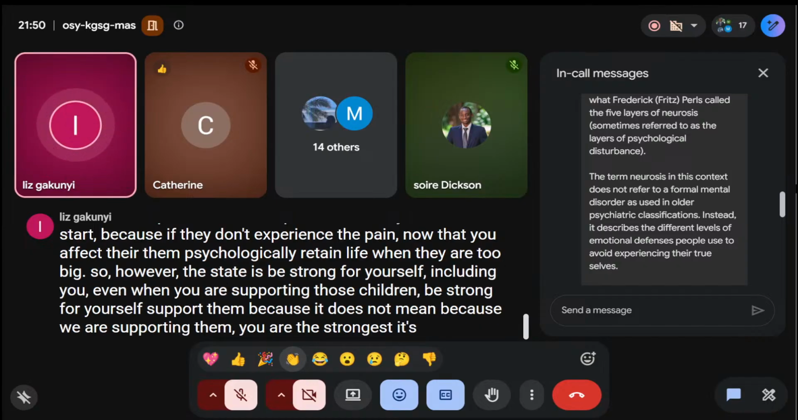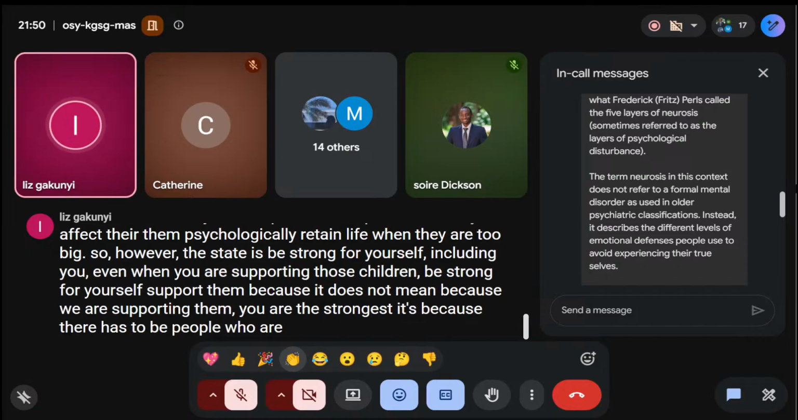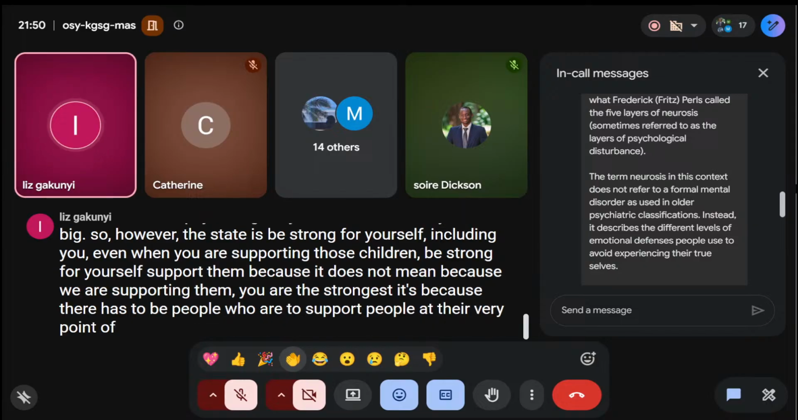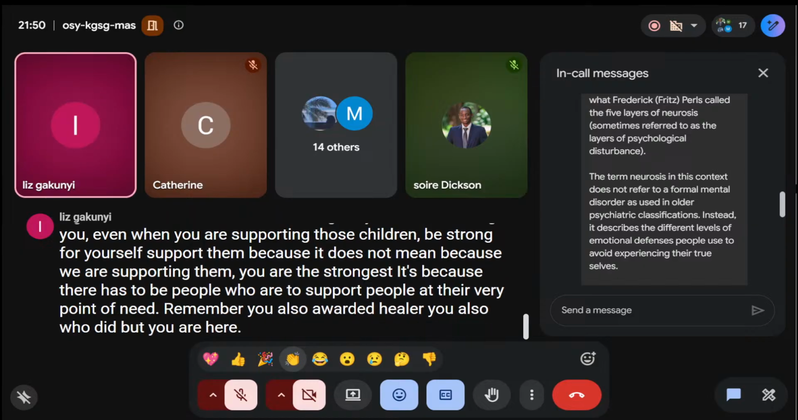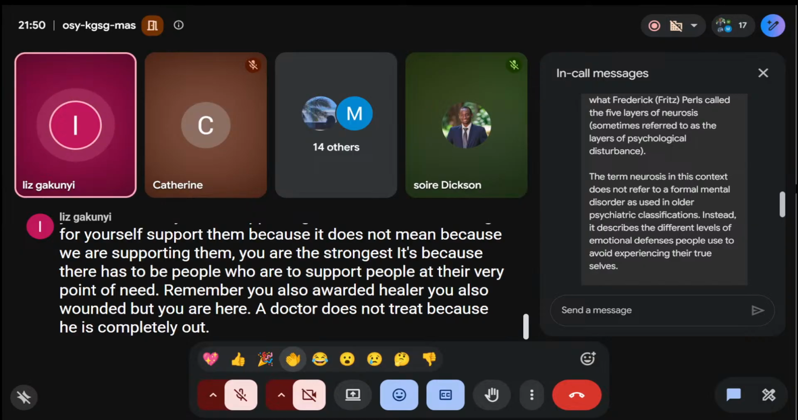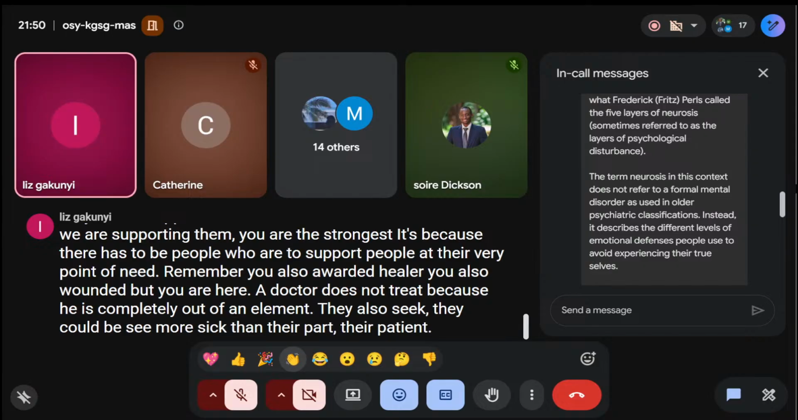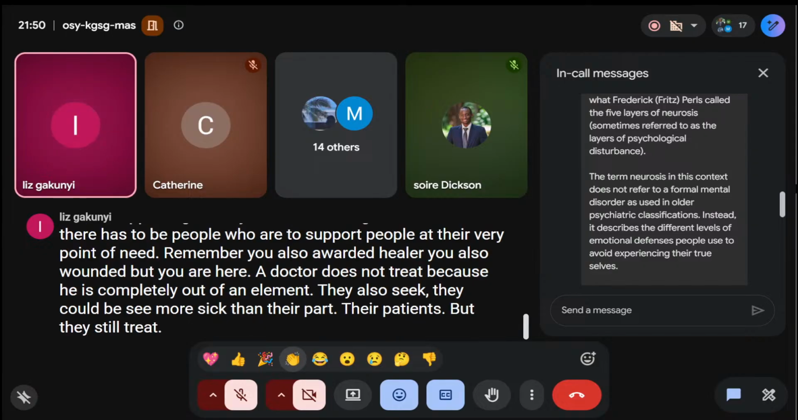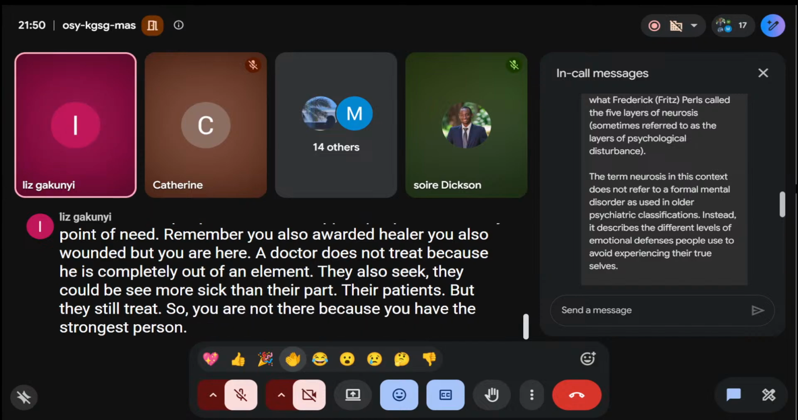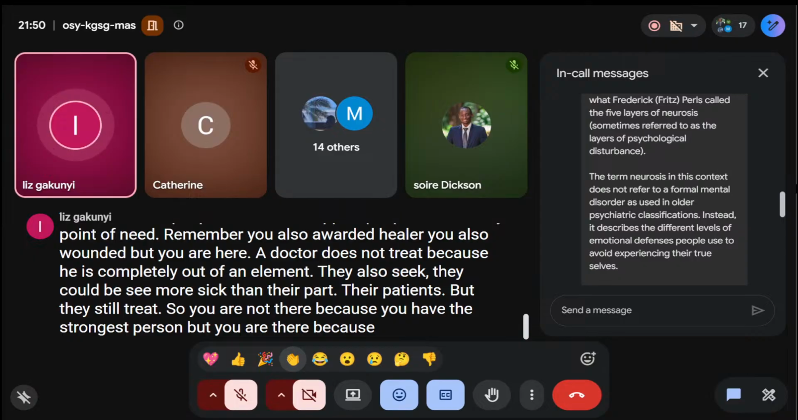It's because there has to be people who support people at their very point of need. Remember, you are also a wounded healer. You are also wounded, but you are a healer. A doctor does not treat because he is completely free of ailment. They are also sick. They could be more sick than their patients, but they still treat. So you are not there because you are the strongest person, but because you will support them.